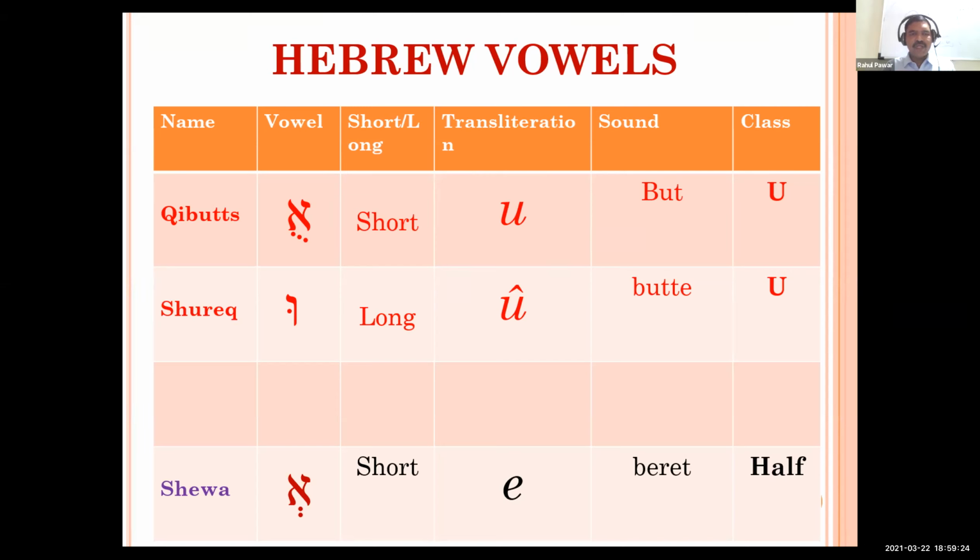And a short vowel is Shiva. Shiva is also an E class vowel, but it is a half vowel. It is sometimes pronounced, sometimes not pronounced. There are certain rules, and we are going to see those rules in chapter 3. At this stage, you just have to remember that whenever there are two dots under a consonant, Shiva gives the E sound. Otherwise, under certain rules, it is a silent letter, a silent vowel.